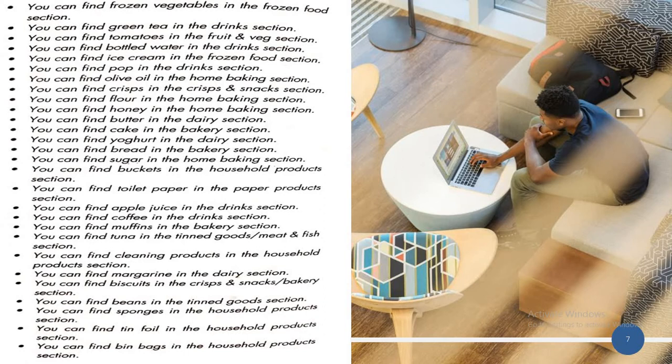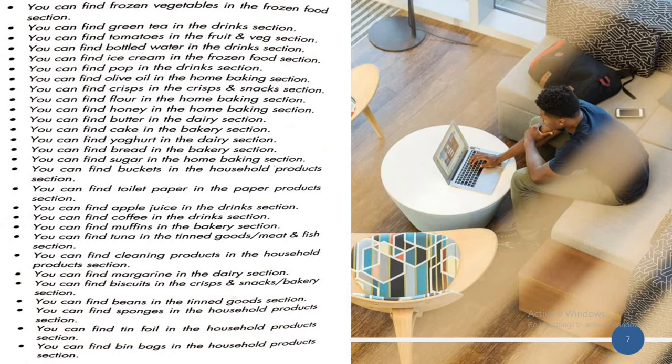You can find toilet paper in the paper products section. You can find apple juice in the drinks section. You can find coffee in the drinks section. You can find muffins in the bakery section. You can find tuna in the tinned goods, meat and fish section.